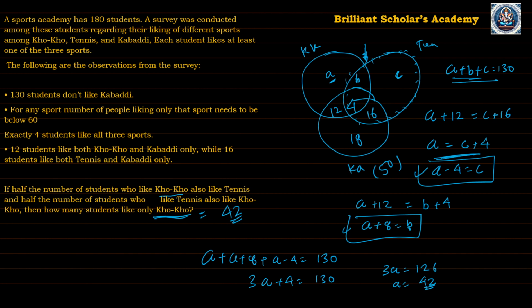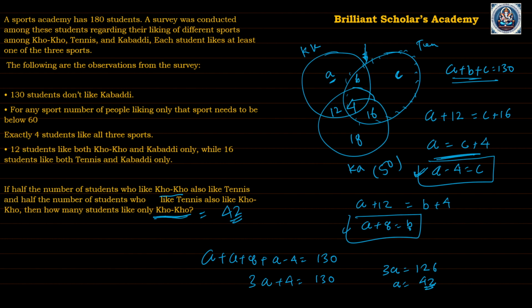Now understand, to explain you, I have to write equations. There are slightly faster methods to achieve this. I do not have to write a is equal to c plus 4. I could have jumped to a minus 4 is equal to c. Once I know I'm trying to find a, I will remove other variables or convert them in the form of a.